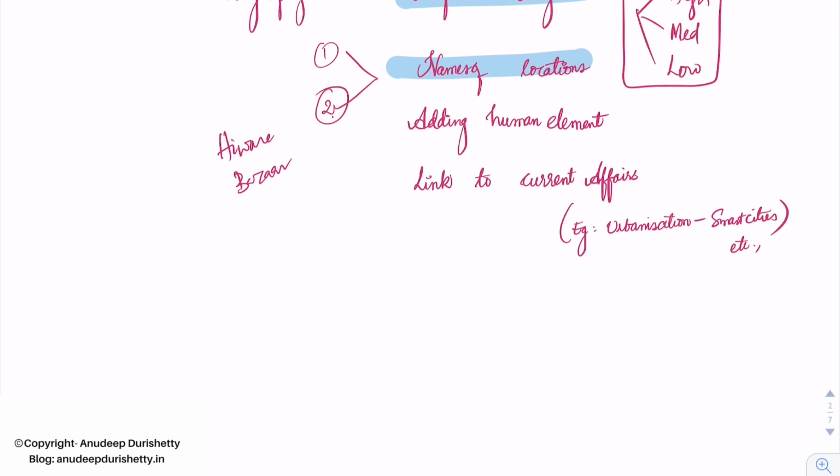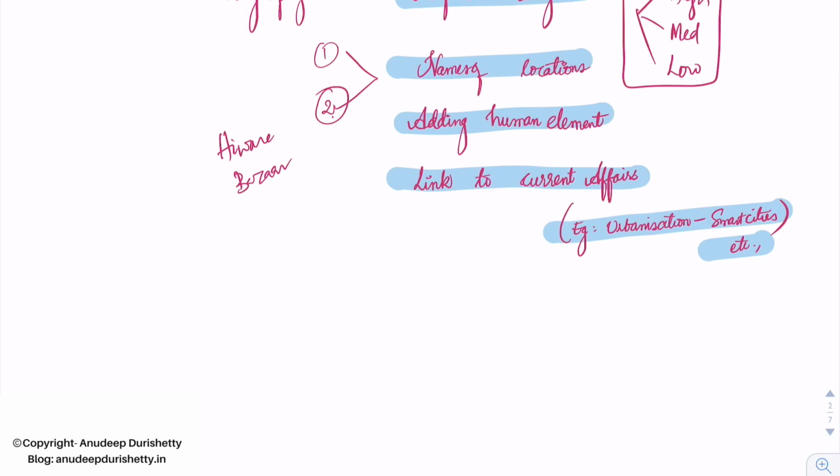Also, wherever possible, add the human element in your answer. Example, for a geographical question on monsoon, we can add a human element such as how it impacts the cropping pattern and how it affects the local population. Lastly, in geography answers, wherever apt, connect your answers to current affairs. For a question on urbanization, try to link to government's smart city project. This way, you can enrich your geography answer content.